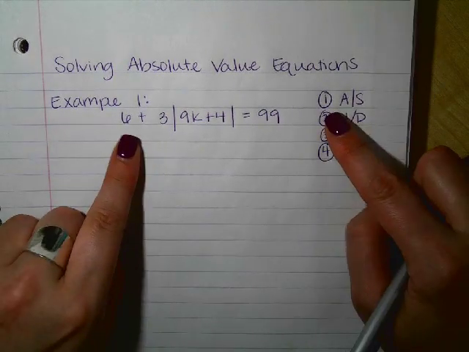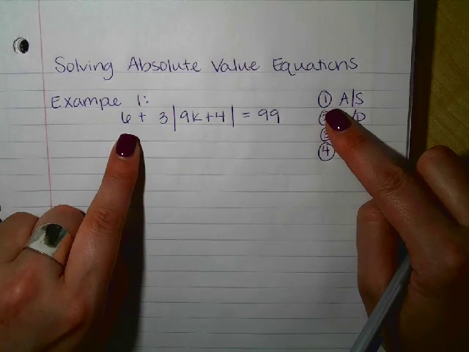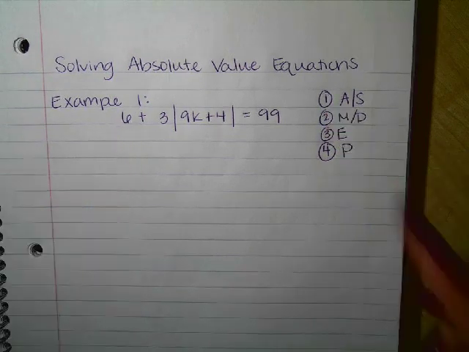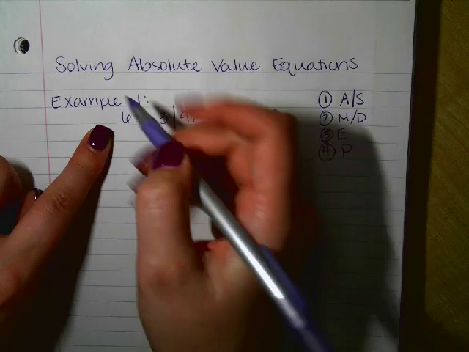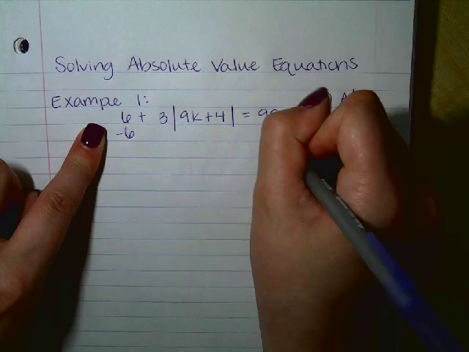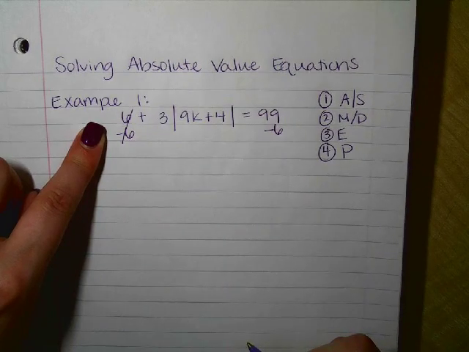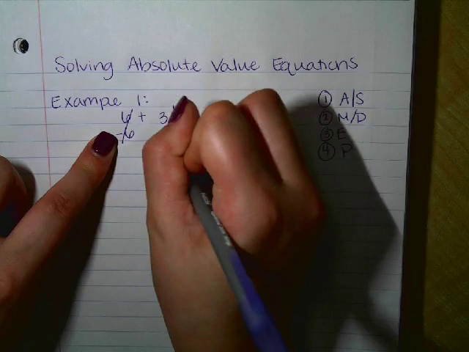So first step, is there anything we could add or subtract to the other side to get it away from the K? The 6. We're going to work our way from the outside to the inside. So the 6 is the furthest thing away, so we can minus the 6. Perfect, yeah.